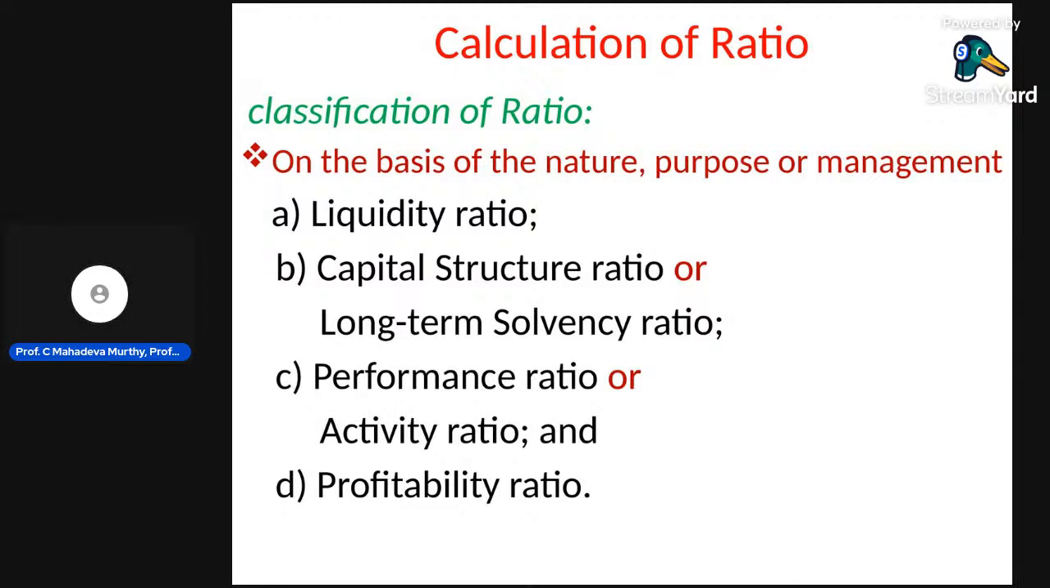Yes, calculation of ratios. Ratios are broadly classified into four categories on the basis of the nature and purpose of management. One is liquidity ratios, such as the current ratio. Then capital structure ratios or long-term solvency ratios. Thirdly, performance ratios or activity ratios, and lastly profitability ratios. These are the broad classifications on the basis of the nature, purpose or management.